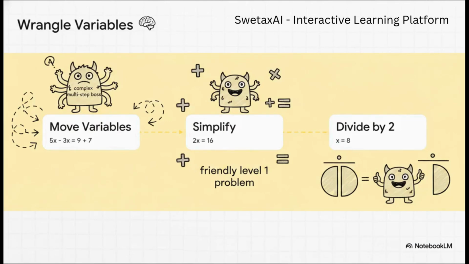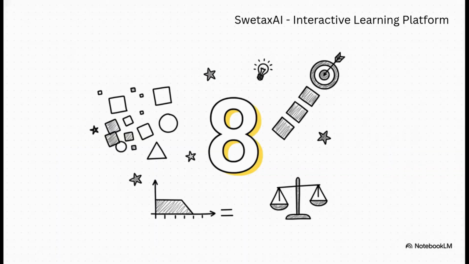We treat the variables just like regular numbers. We want to move all our x variables to one side, so let's subtract 3x from both sides. At the exact same time, let's move our regular numbers over to the opposite side by adding 7 to both sides. And suddenly that whole messy equation transforms into 2x equals 16. We literally just took a complex multi-step boss and shrunk it right back down into a basic friendly level 1 problem. Divide by 2 and we are golden. And just like that, the multi-step equation is totally solved. X equals 8. I love this because it brilliantly proves that no math problem is too big or too intimidating if you just break it down into small, logical steps.